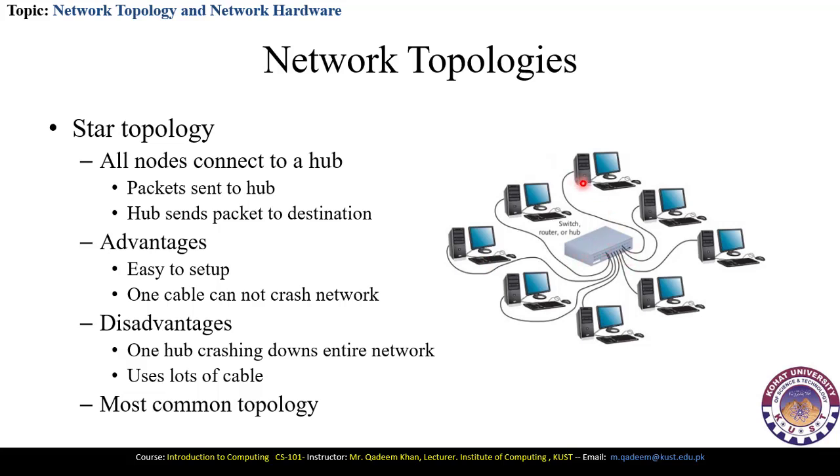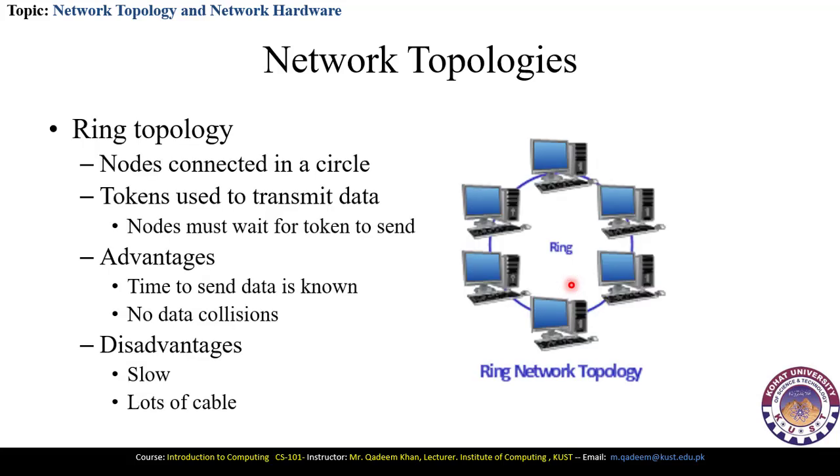Also, it requires a lot of cables compared to the previous linear topology, because you can see that everyone is connected to this hub or switch. So that's why it requires a lot of wiring, and hence it is a very costly network. But it is the most common type of topology, and it is mostly used for small networks. For larger networks, this topology cannot work.